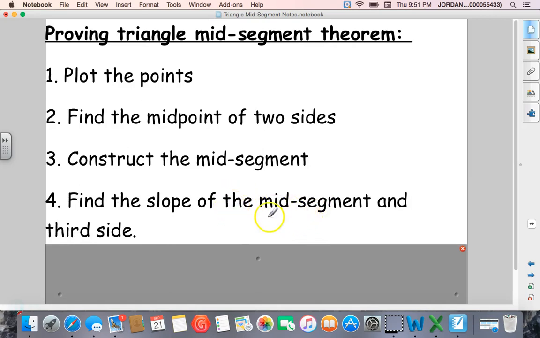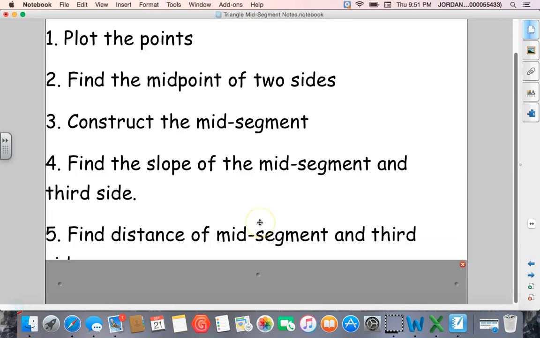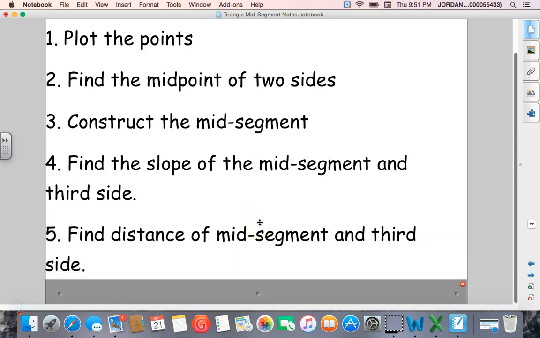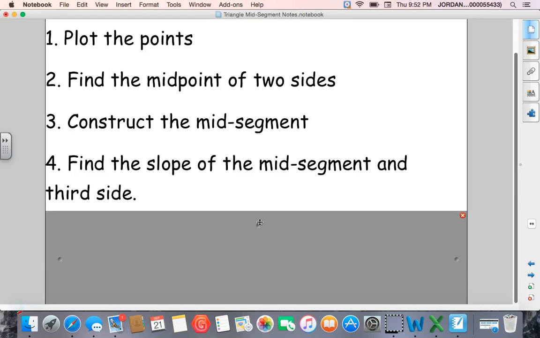Alright, so that is something that we practiced also in Module 1, but it's been a little while, so finding the slope. And last, we've got to find the distance of the mid-segment and the third side. So you might remember, to find the distance, you've got to do the distance formula, or you can use the Pythagorean theorem whenever you're looking at a coordinate point.